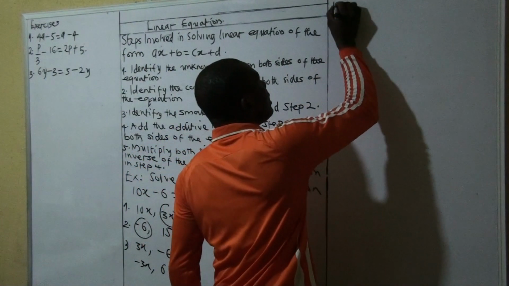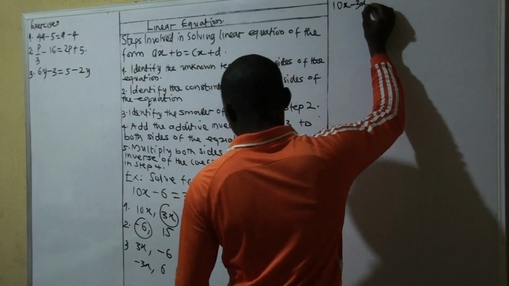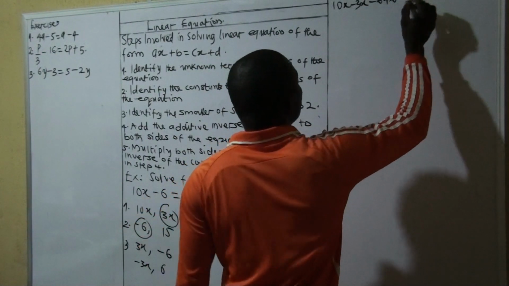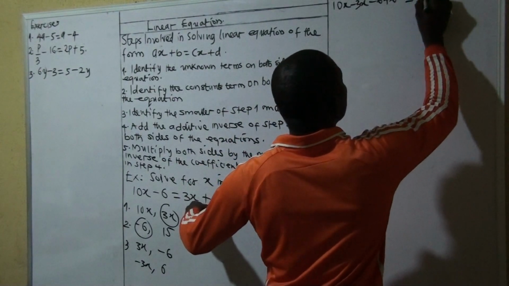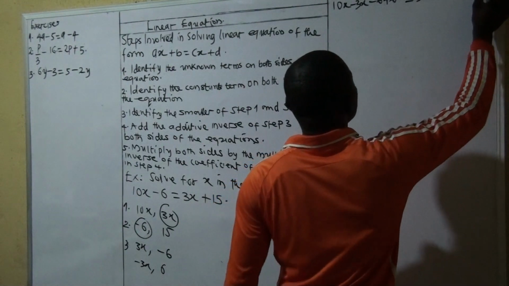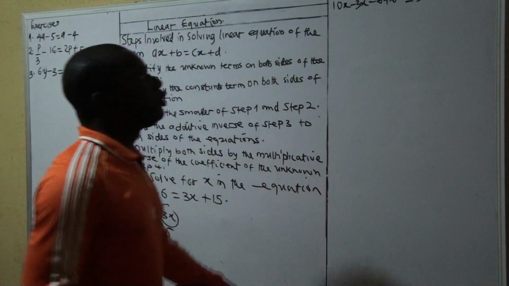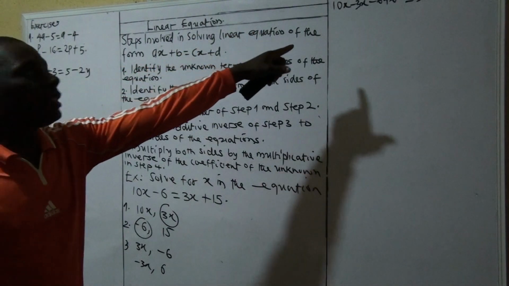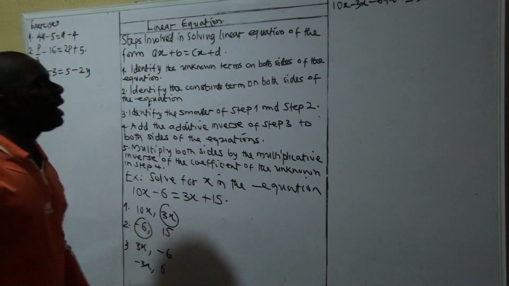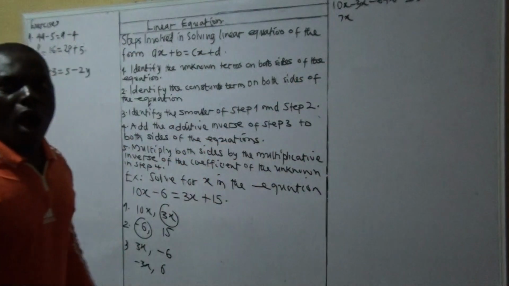On the left we have 10x minus 3x, minus 6 plus 6. We are doing it to both sides. On the right we have 3x minus 3x, and 15 plus 6. So I've done it to both sides. We added minus 3x and 6 to both sides, and 10x minus 3x gives us 7x, and the constants are completely off.